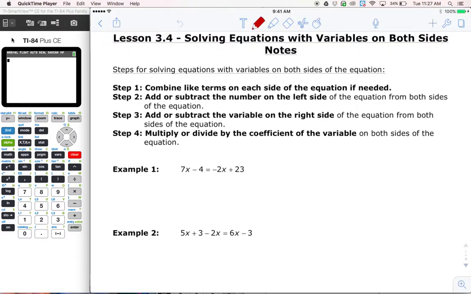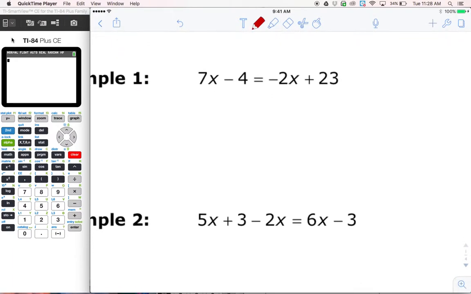All right, lesson 3.4, solving equations with variables on both sides. I'm not going to read through these. You can read through them later if you want. I'm going to jump in with example number 1.